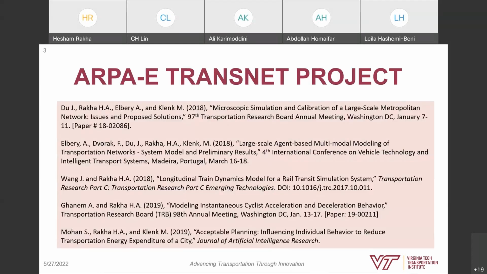So what I'm going to do is go through a number of projects that we worked on in this area. The first one is a project that was funded by the U.S. Department of Energy, the ARPA-E program. This was led by the Palo Alto Research Center, PARC, and we were subs to them. And these are some of the publications that came as a result of this project.